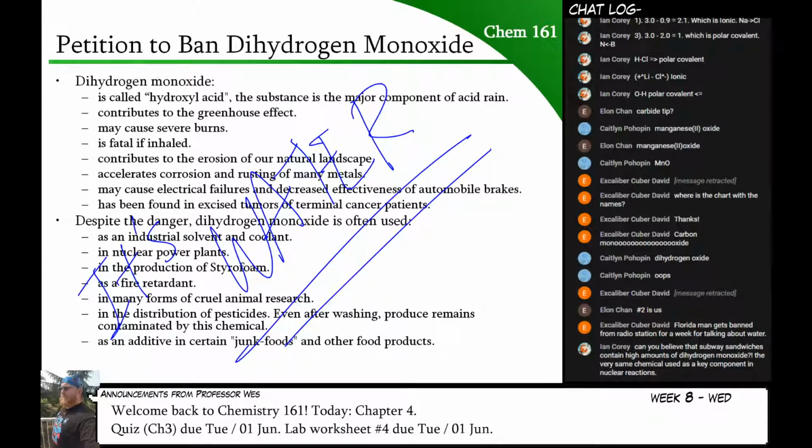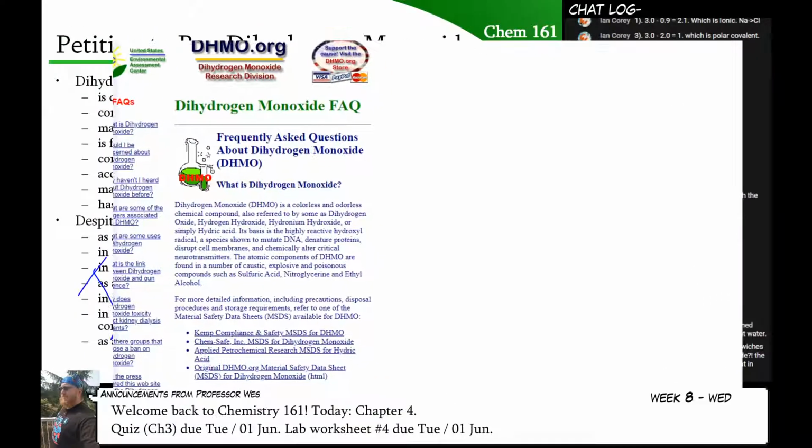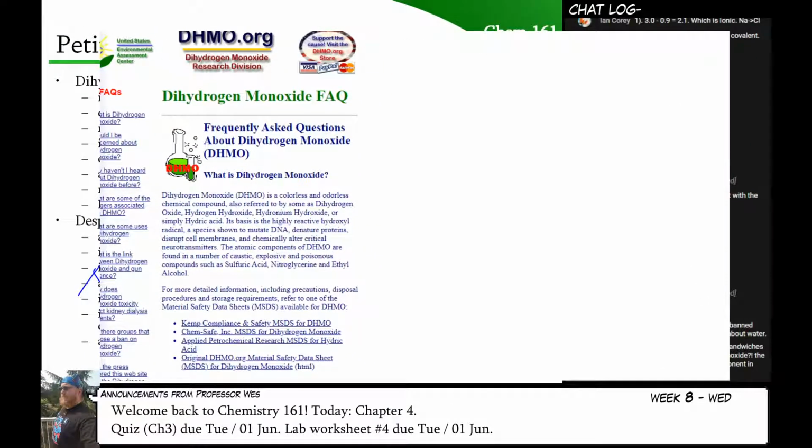So, be very careful about anything that involves chemical nomenclature, because the whole point of some organizations is to try and pull the wool over your eyes by sounding off like really, really dangerous sounding things. For instance, this is a website that exists. This is dhmo.org.